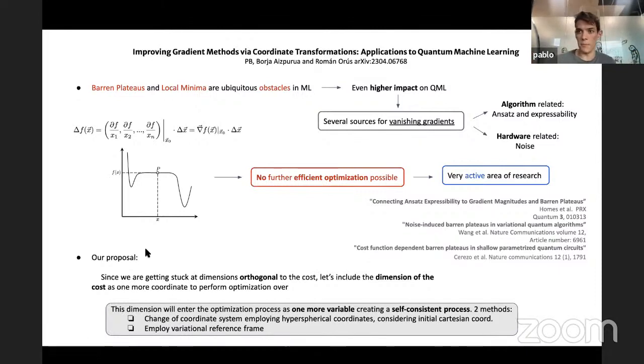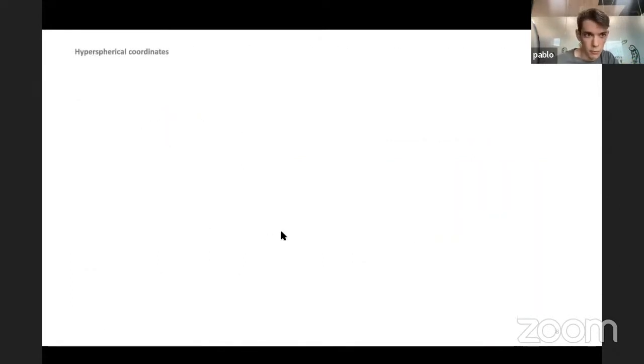Yeah. Okay. So two different methods. First, I'm using a change of the coordinate system: instead of using a Cartesian one, we are moving back and forth from the Cartesian to a hyperspherical coordinate system. And the second one, we are straightforwardly using a variational frame, a rotational frame, in order to move through directions that are not orthogonal to the original independent variables. I will be explaining these two methods more in depth right now.